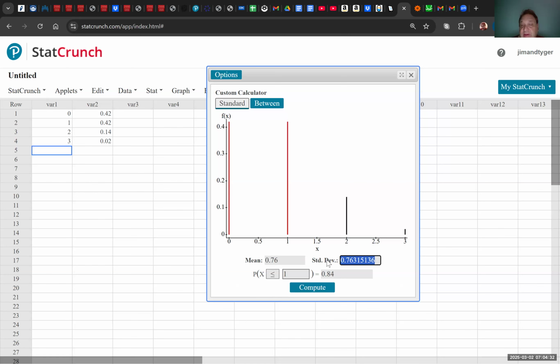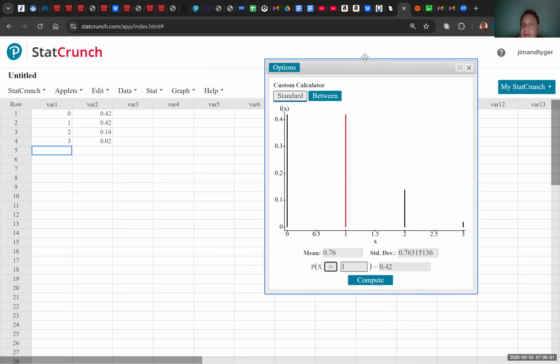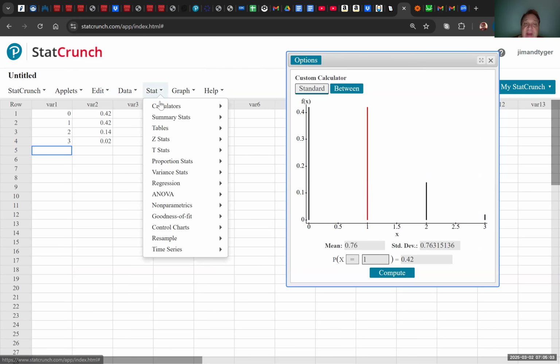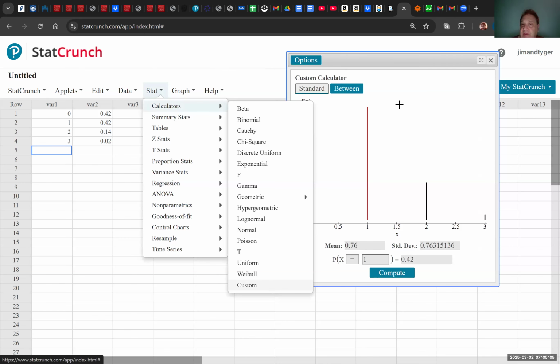Standard deviation is 0.76315136. It's just a calculation. And so that's the standard deviation. That's how spread out the data is. I'll give that a little bit more of a definitive meaning in a second. And we can even do a probability calculation. For example, the probability of exactly one correct answer is 42%, like what we just figured out before. So that's the discrete probability distribution calculator under stat calculator, and then custom gives you this one right here.